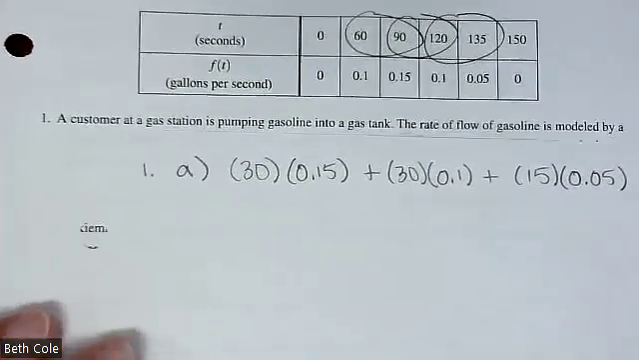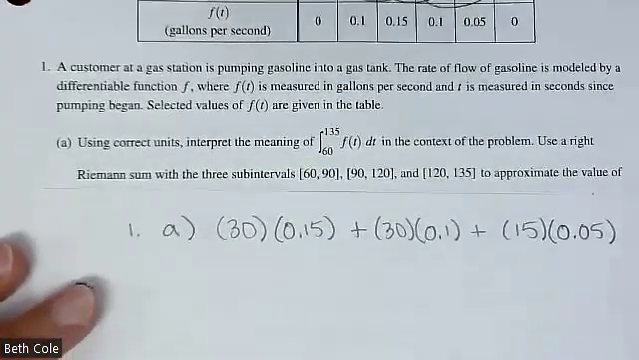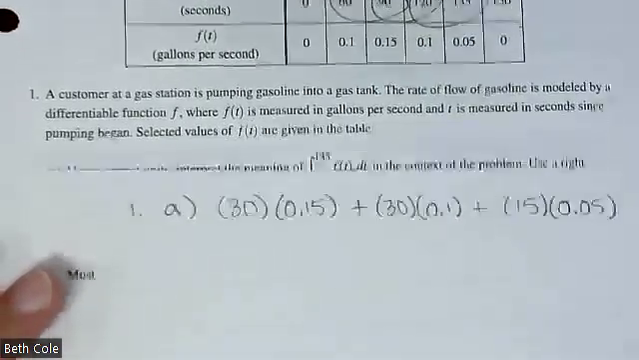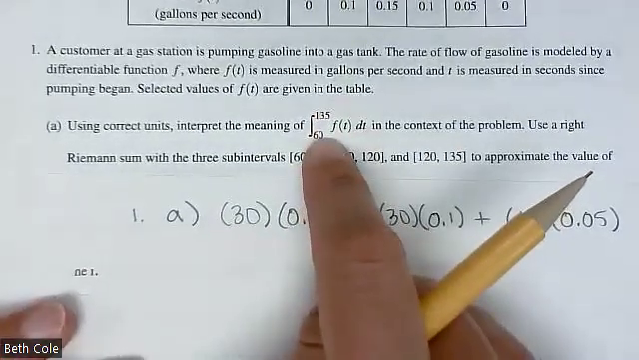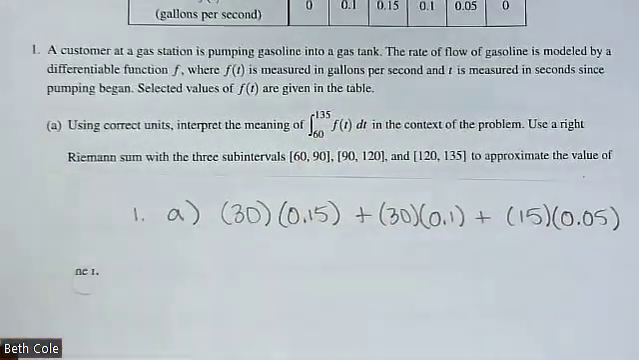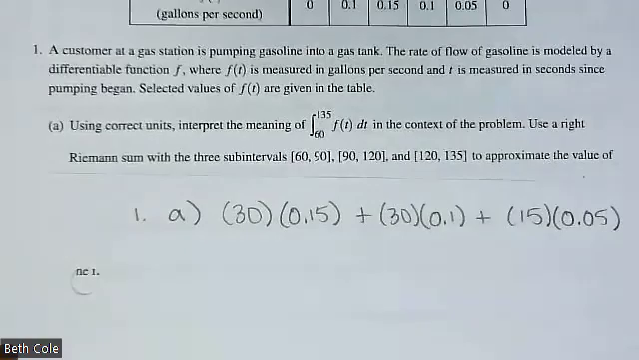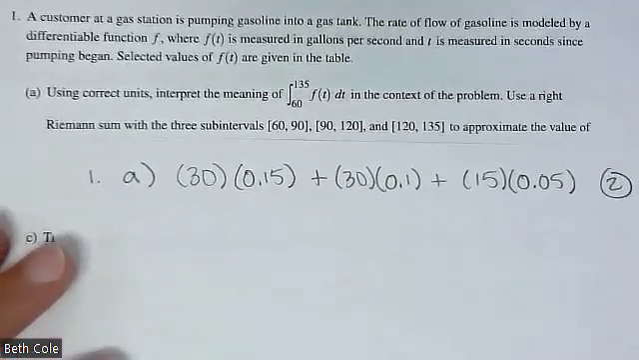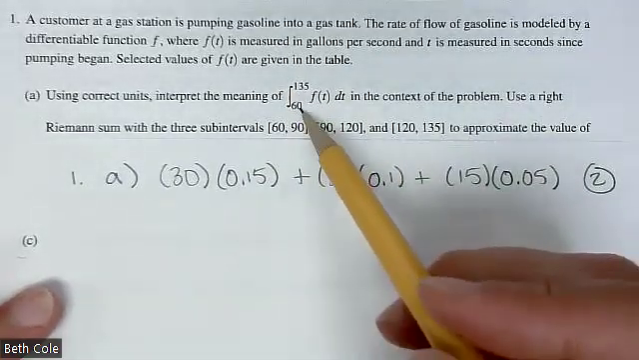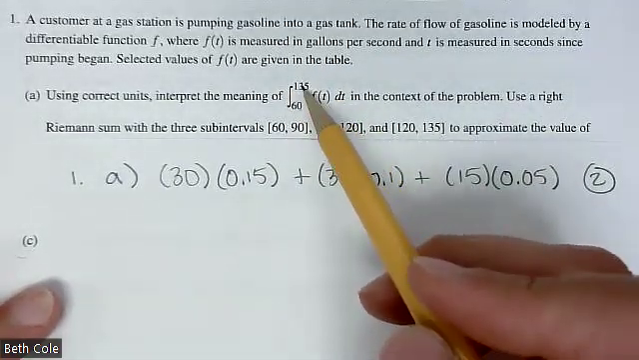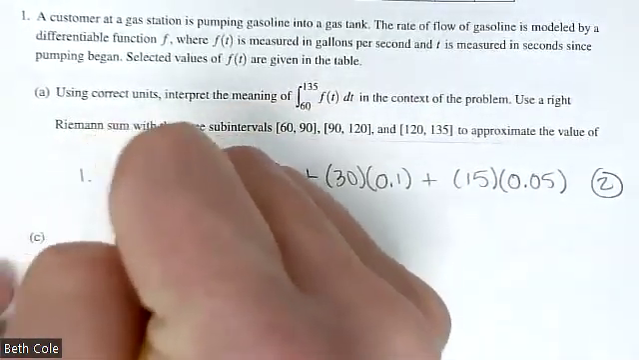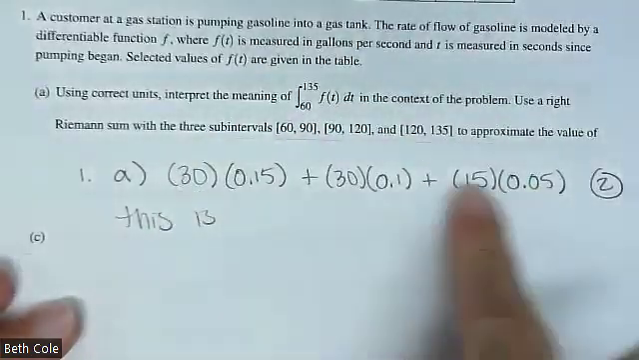Now, the second part of part A says interpret what that means. So you've got this rate of flow of gasoline, and then you did an integral of it. It's the amount. We went backwards, did an integral. If we had done a derivative, you'd be correct. We went the other way. So it's the amount of gasoline put in the tank from 60 to 135 seconds. However you word that, in your own words, because that's the number that we got.